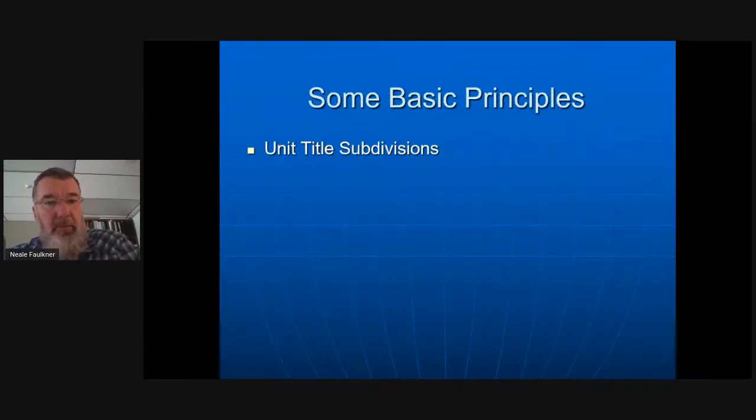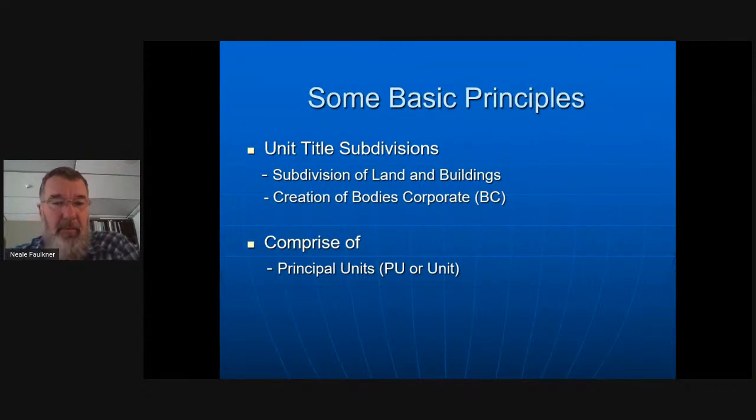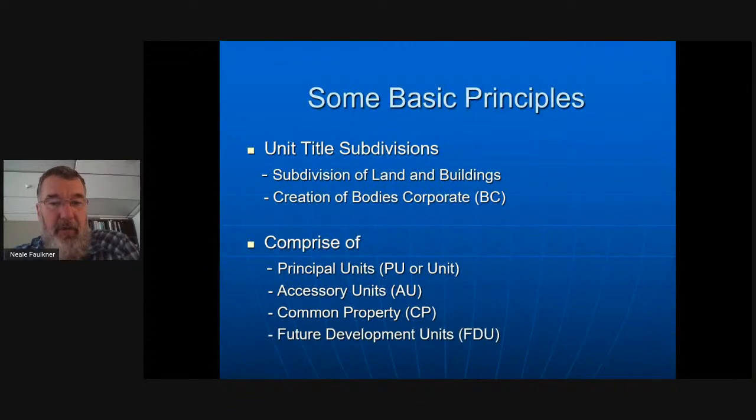So some basic principles. Unit title subdivisions, as I said before, are the subdivisions of land and buildings and the creation of bodies corporate. Every unit title subdivision comprises principal units, typically labelled on the plan as a PU or a unit, accessory units, as AUs typically on the plan, common property, and the only other one is future development units. So every unit title subdivision comprises those first three, principal, accessory, and common, and if you're doing a staged development, future development units.